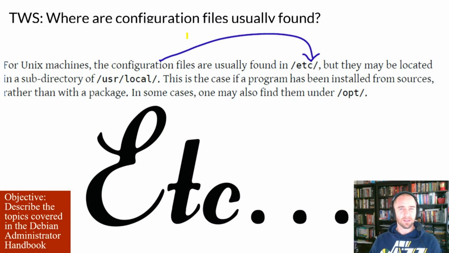So where are these configuration files you need? It says for Unix machines, the configuration files are usually in the etc folder, but they may be located in a subdirectory of /usr/local or /. I always say those wrong the first time. So /usr/local. This is the case if a program has been installed from sources rather than with a package. In some cases, one may also find them under the opt folder. So let's keep it simple here. Where are the configuration files?